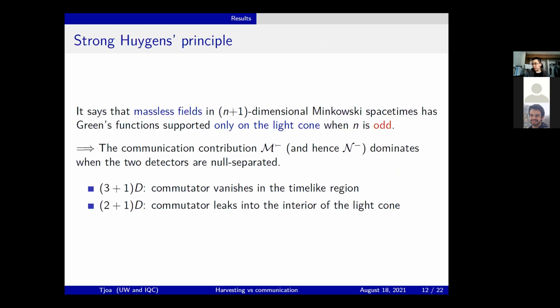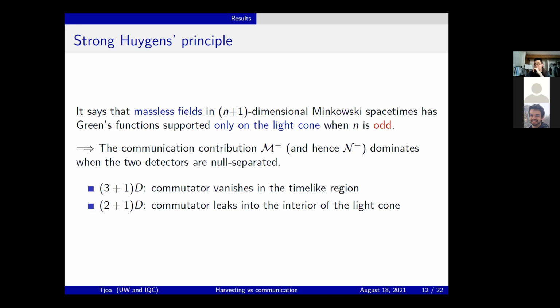Now, I've been throwing this phrase about strong Huygens principle around, and let me reiterate that this is basically a statement about how massless fields, in this case scalar fields, in n+1 dimensional Minkowski spacetime have a Green's function that is supported only on the light cone when n is odd. There are generalizations of this to some specific classes of curved spacetimes, like those that are conformally flat to this one, but we'll let that slide.